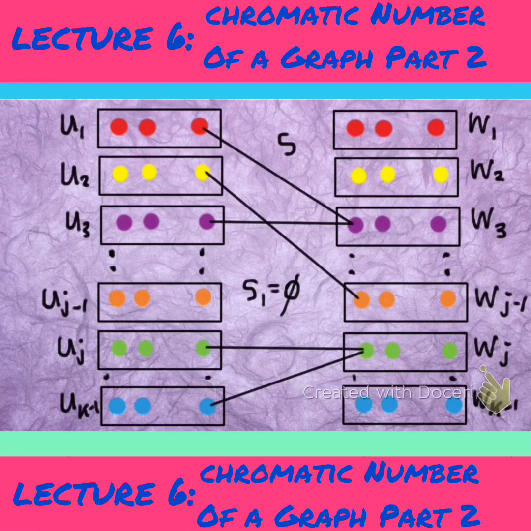The proof is the same for all indices i. So let's say S1 is empty, right? So there are no edges between U1 and W2. There are no edges between U2 and W3. There are no such edges. No edges between U3 and W4. There are no edges between, up until the end, between Uk minus 1 and W1.